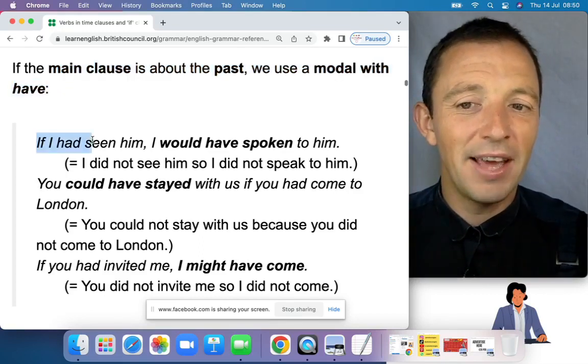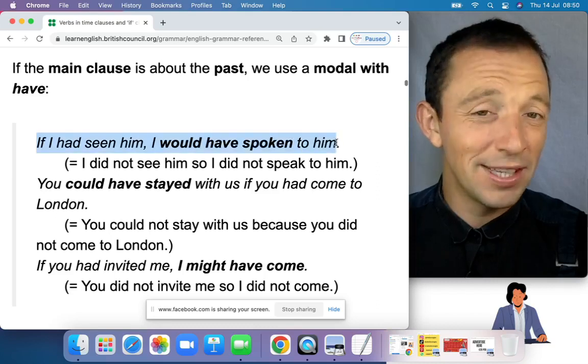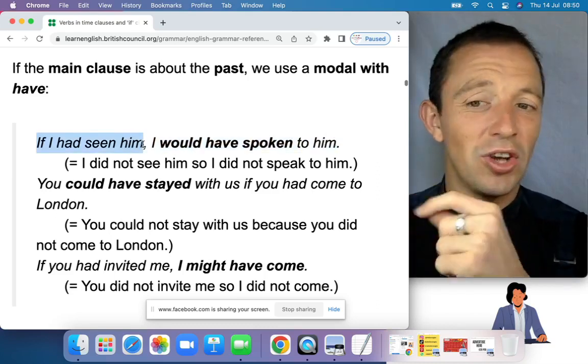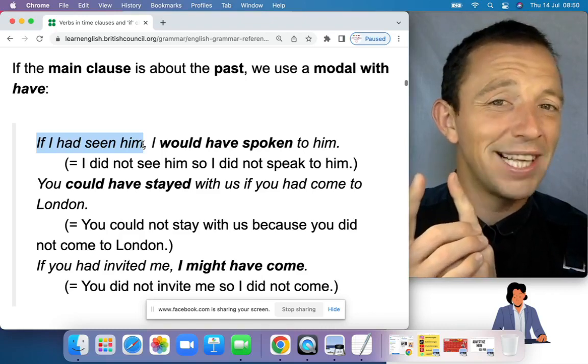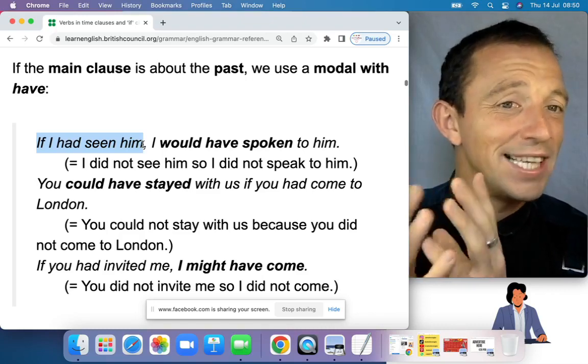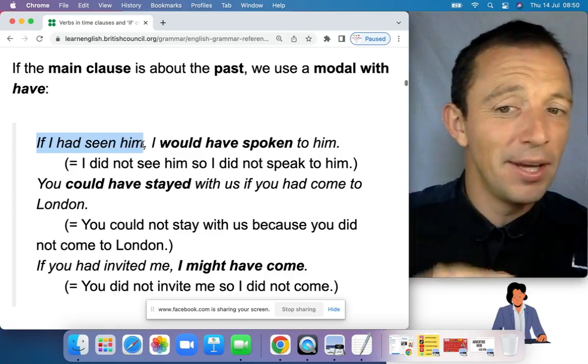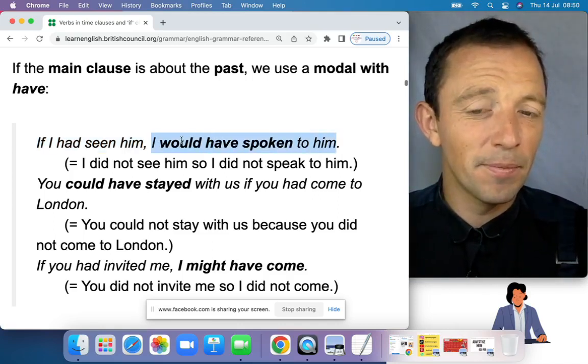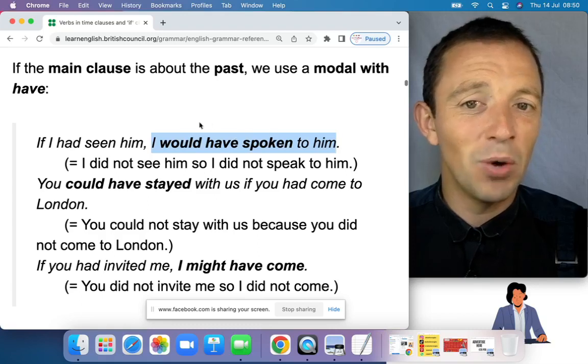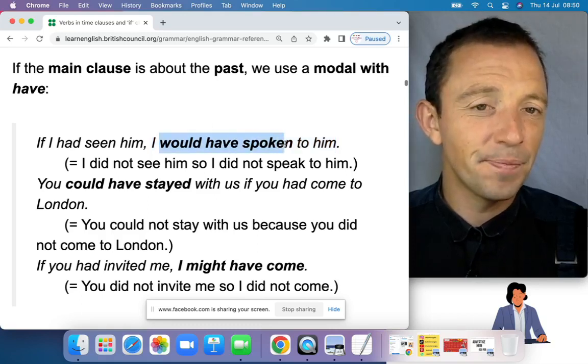So if I had seen him, I would have spoken to him. This is the conditional clause. If I had seen him, that's the past perfect to represent something that did not happen. So I did not see him, but if I had seen him, hypothetically, I would have spoken to him. And therefore this is the modal because it's the past.